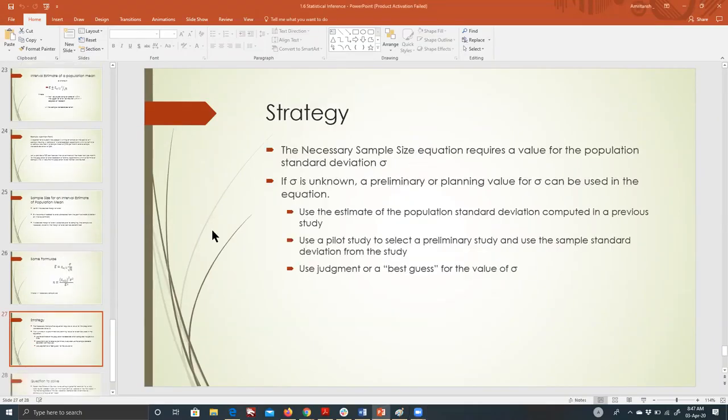So just to make sure that you understand this problem. The necessary sample size equation requires a value for the population standard deviation sigma. If sigma is unknown, a preliminary or planning value of sigma can be used in the equation. You can use the estimate of population standard deviation from a previous study, or you can do a pilot study to find a preliminary standard deviation from that study, or you might have to use a judgment or a best guess. So you might have to talk to some domain expert or subject matter expert to figure out the best value to start work with. Okay, so solve this problem now.